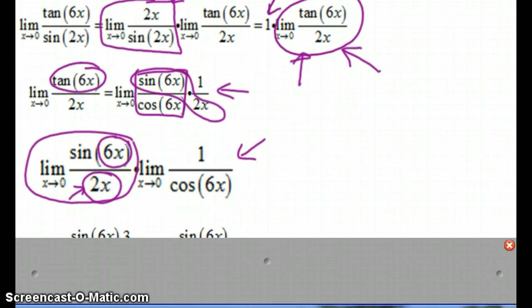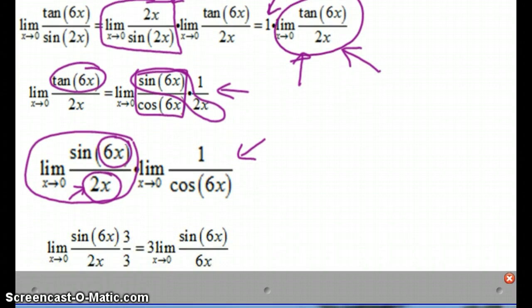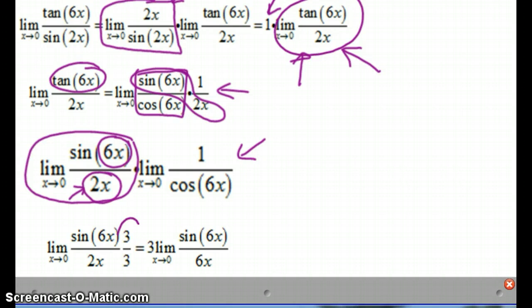If you think you've got it, press pause and try on your own. So I multiply by 3 over 3, which is going to give me that nice 6x in the bottom. And again, I'll deal with this other piece with cosine in it later.